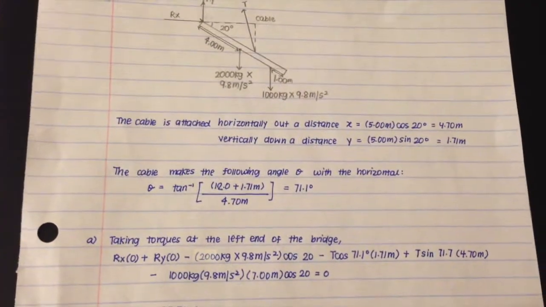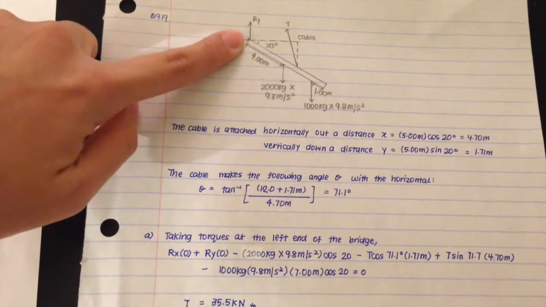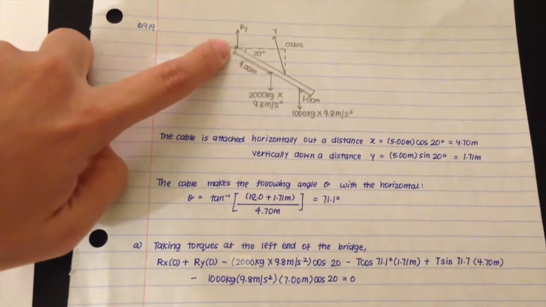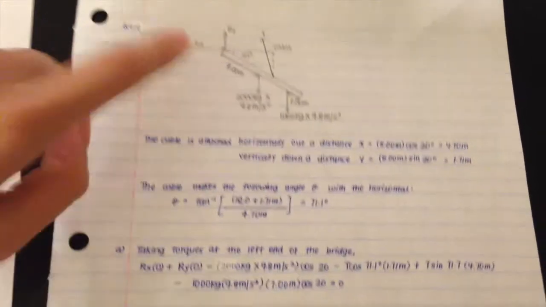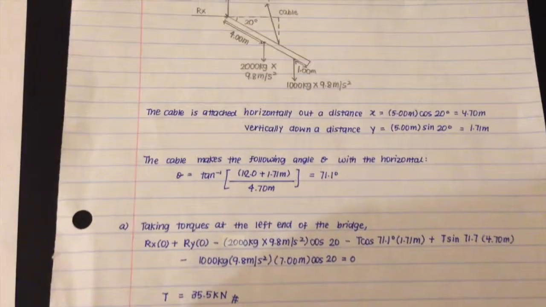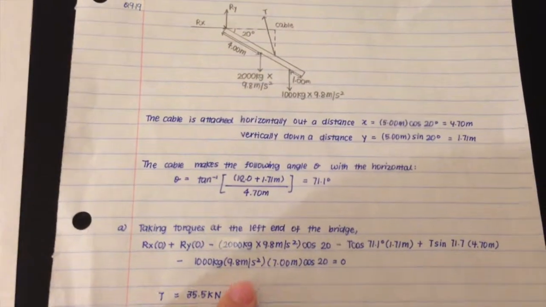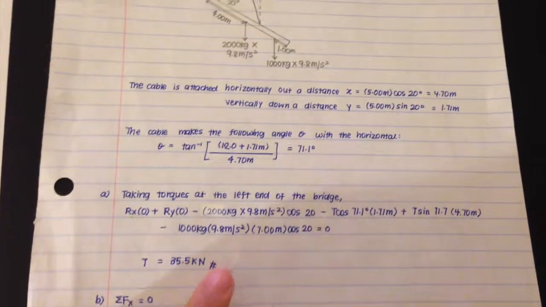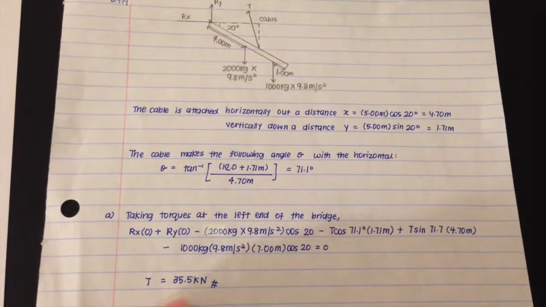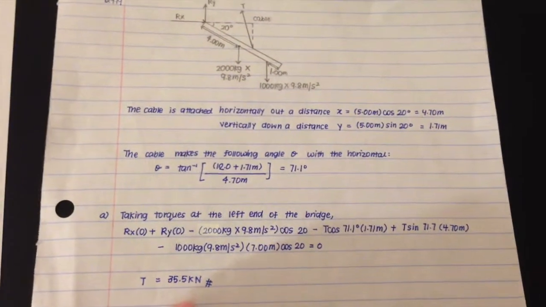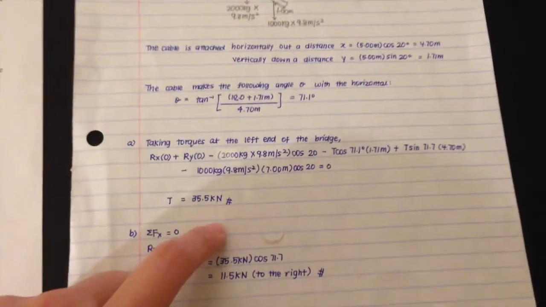To answer the first part of the question, which is finding the tension, I make a torque equation with the left side of the bridge as the axis. This is the equation that I got. Just by rearranging the equation, I get T, which is 35.5 kilonewtons. And that's the tension.